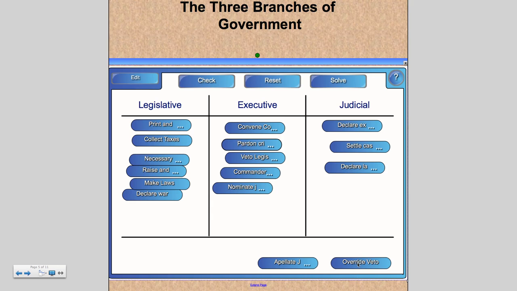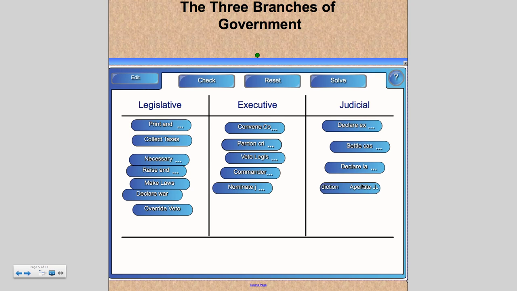Override vetoes. So we said that the executive branch gets to veto legislation. The legislative branch can override that. If they don't like that the executive branch vetoed their bill, they can override that veto and put it into law. Appellate jurisdiction. That goes to the judicial branch.